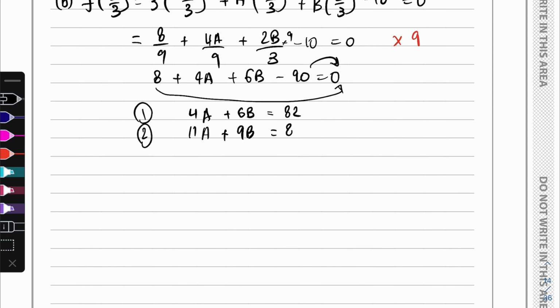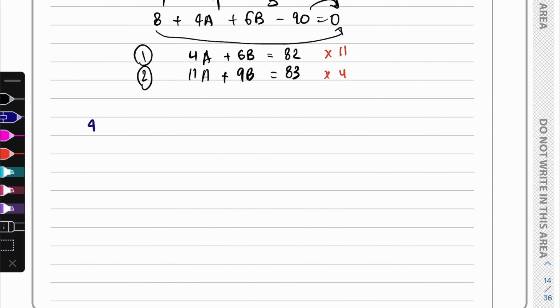This equals 83. Now we can either make the coefficient of b the same, or the coefficient of a the same. I'll just go with a, so we multiply the first equation by 11 and the second equation by 4. This gives us 44a plus 6 times 11, which is 66b, equals 82 times 11, which on the calculator is 902. And 11 times 4 is 44a plus 9 times 4, which is 36b, equals 83 times 4, which is 332.